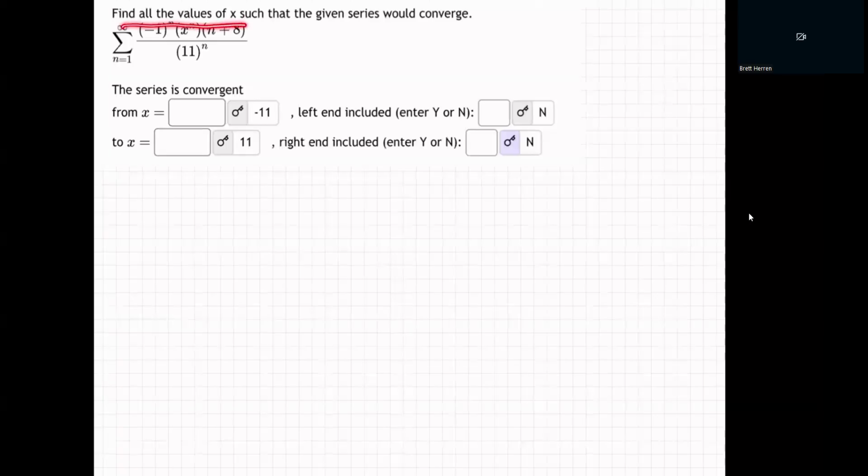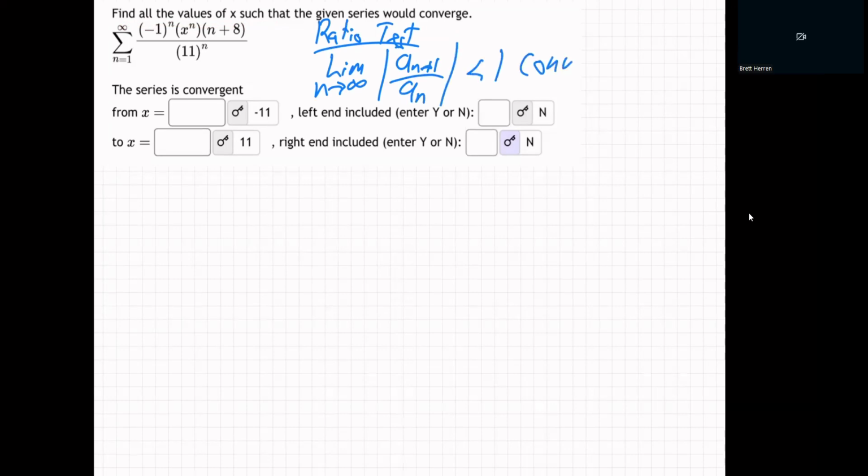Find all the values of x such that the given series would converge. Okay. How do we know if a series converges? We do what's called the ratio test, what we normally do. Ratio test says the limit as n goes to infinity of the absolute value of a sub n plus 1 over a sub n, where that's less than 1, the series converges.